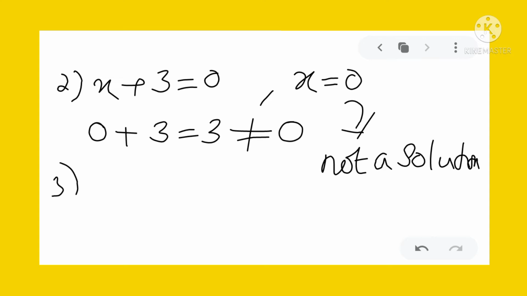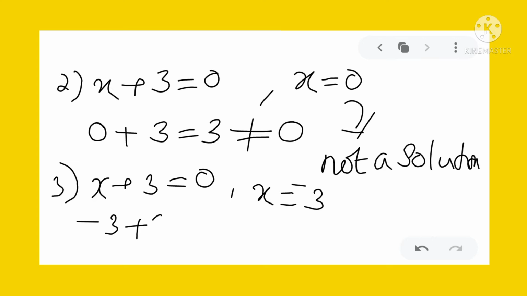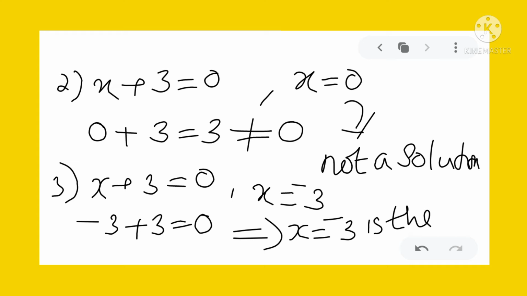Then the third one, x plus 3 equal to 0. When x equal to negative 3, what will happen to this equation? So negative 3 plus 3 equal to 0. So this means that x equal to negative 3 is the solution of the equation.